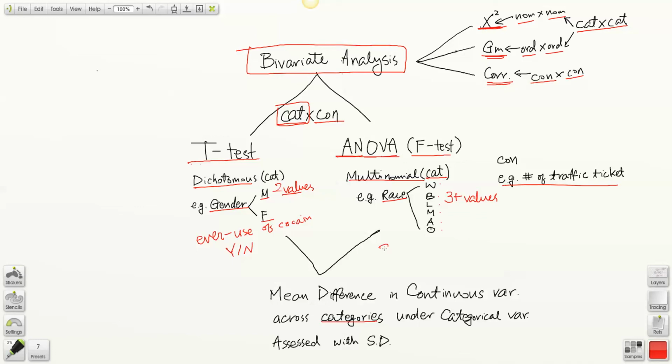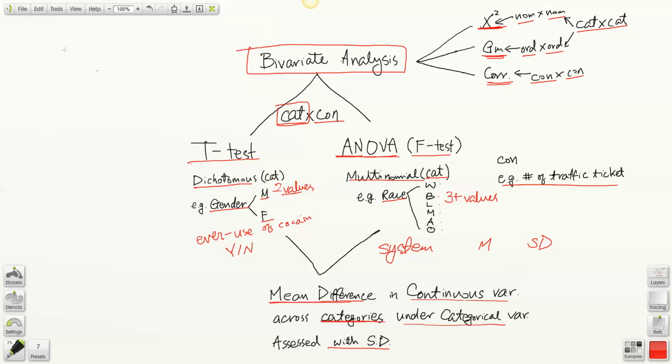And both t-test and ANOVA use the same system. They both use a measure of central tendency, which is mean, and they both use a measure of dispersion, which is standard deviation. So these two statistics are the most important factors in t-test and ANOVA. A broad description of these two types of bivariate analysis might be that it examines mean difference in a continuous variable across categories under a categorical variable, and it tests the significance of this mean difference with standard deviation.